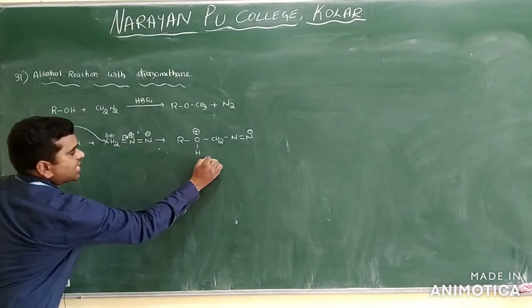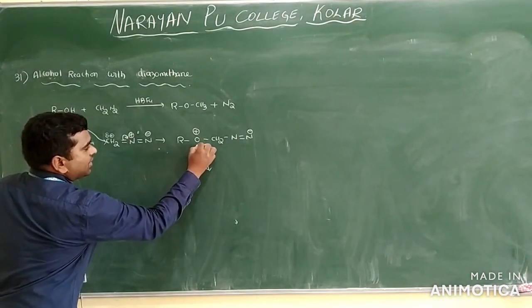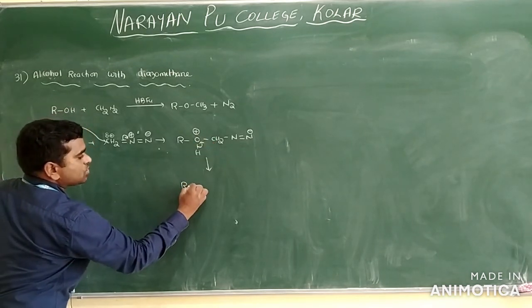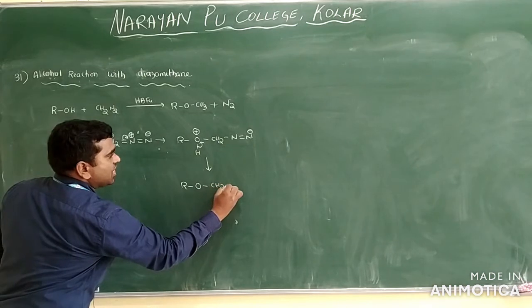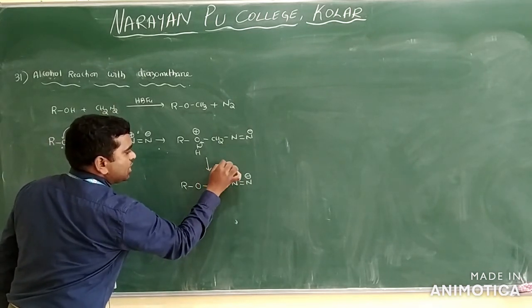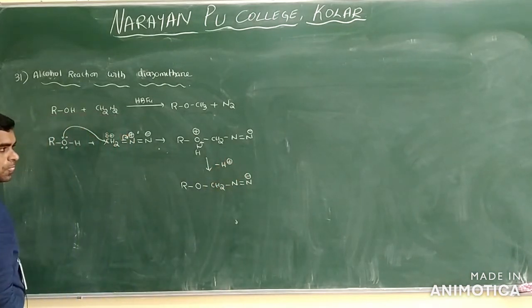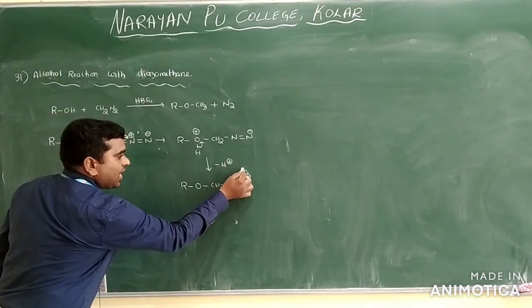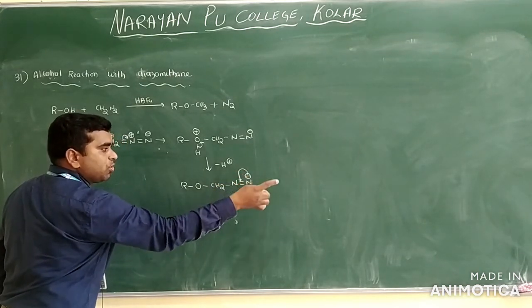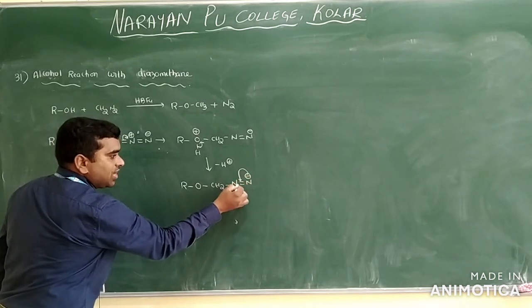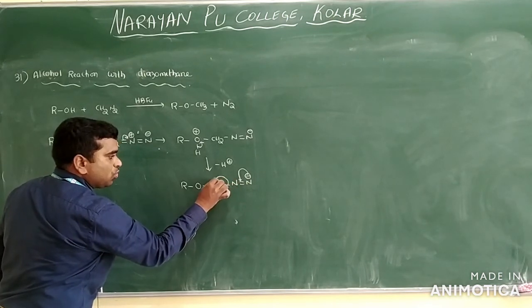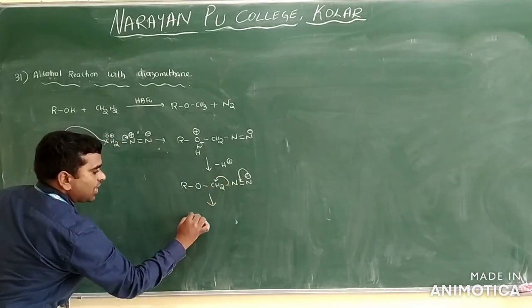Clear? Now what happened here? On the oxygen there is a positive charge, which is unstable, so it will take the electron from the hydrogen. So RO and CH2 and N double bond N minus, and here H plus is removed. Clear? Now what happened? These bond electrons will move because nitrogen is a very good leaving group, so it wants to leave. Nitrogen is forming how many bonds here? Three bonds. So this bond electron will come towards the carbon. Then what compound will you get?